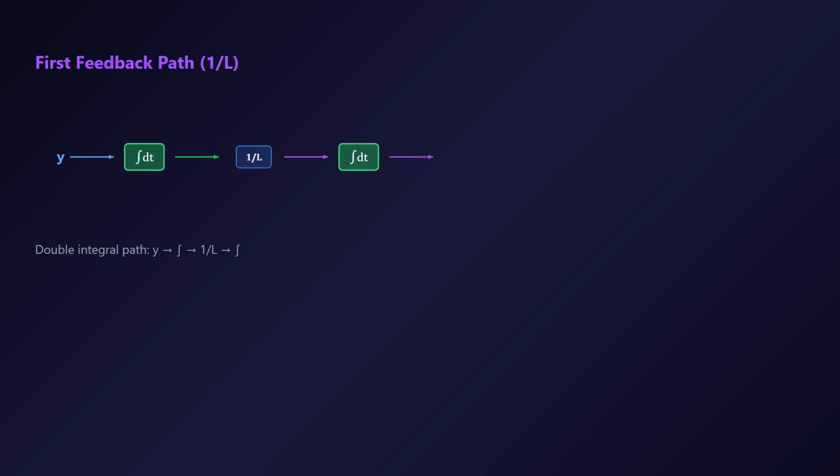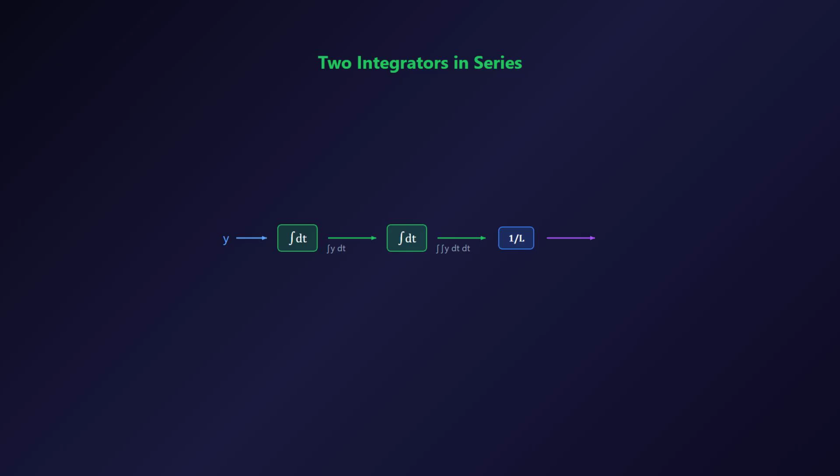Let's trace the first feedback path. We take y, integrate it once, multiply by 1 over L, then integrate again. This gives us the double integral term 1 over L times double integral of y. I draw two integrator blocks in series. The output y goes into the first integrator, giving us integral of y. Then into the second integrator, giving us double integral of y. The 1 over L gain block comes before or after, your choice.